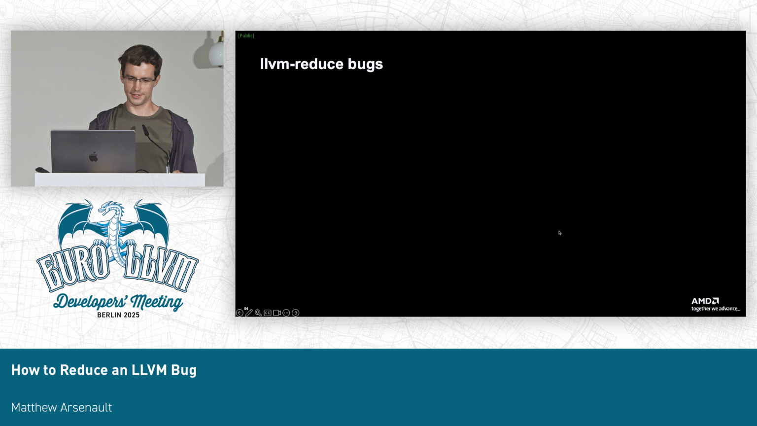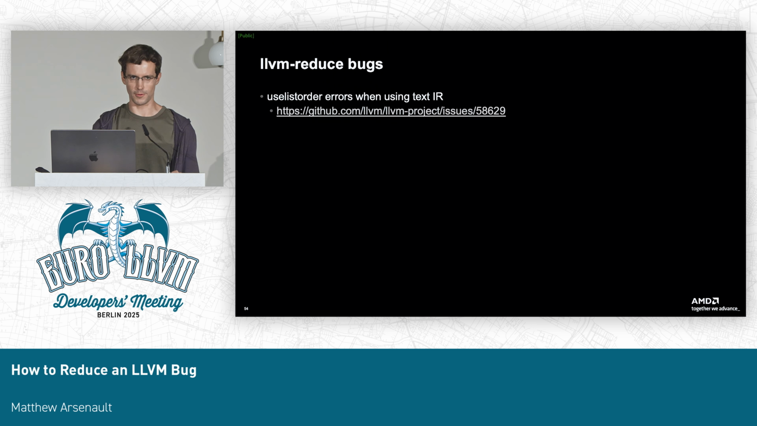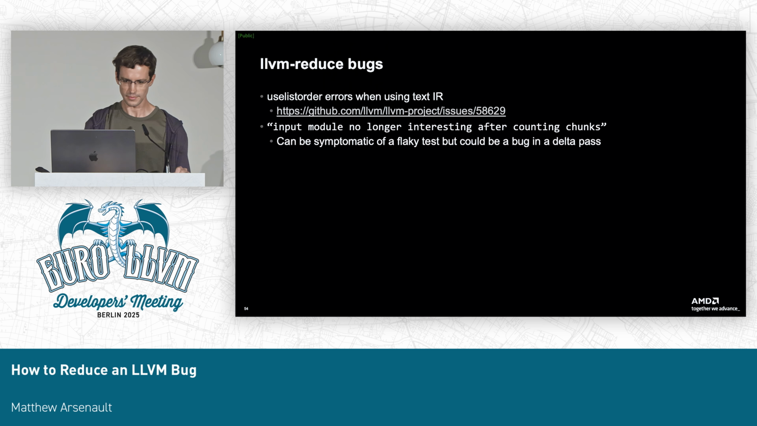llvm-reduce does have some bugs, it turns out. The most annoying one, I'd say, is this use-list order bug. It's more of an IR bug. You can work around it by using bitcode-only input. It happens to only be a problem with text IR because the bitcode reader and the text assembly parser have different behavior when use-list orders don't match.